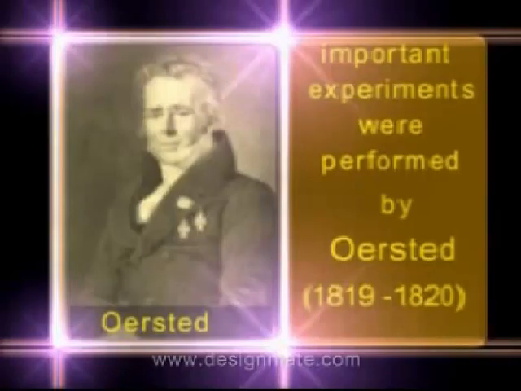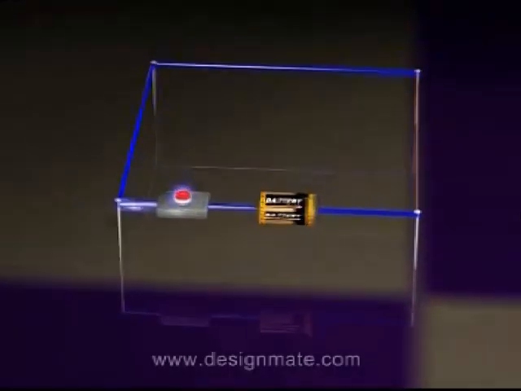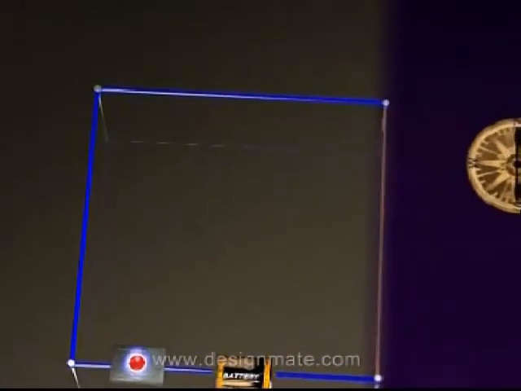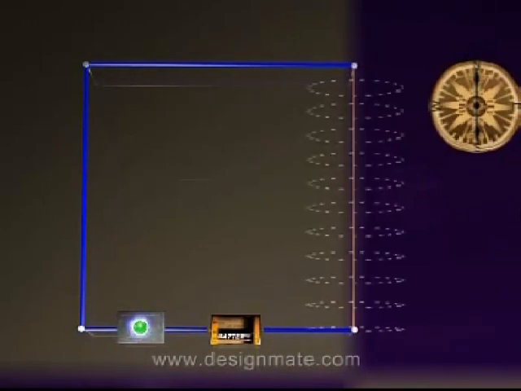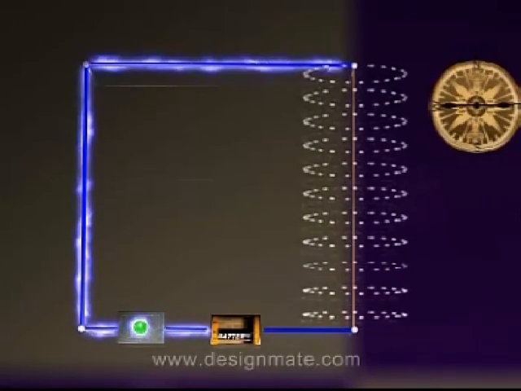During 1819-20, Ørsted, the scientist from Denmark, discovered that when a magnetic needle is placed near the wire carrying the current, it is deflected and sets itself in the direction perpendicular to the wire.